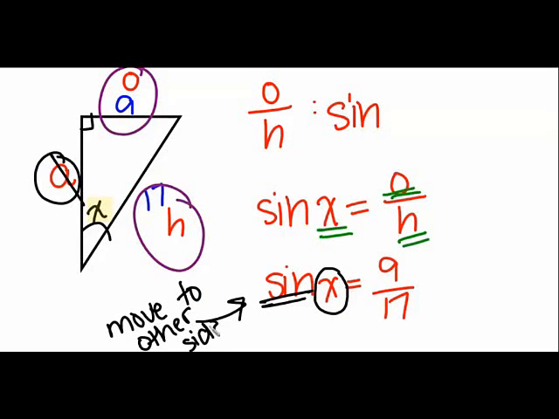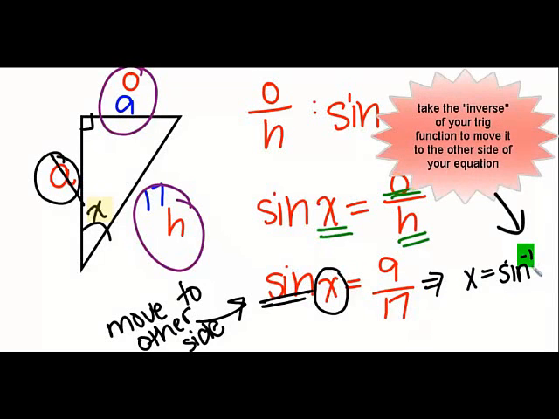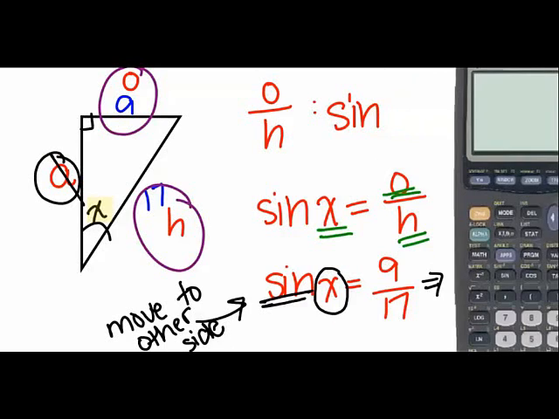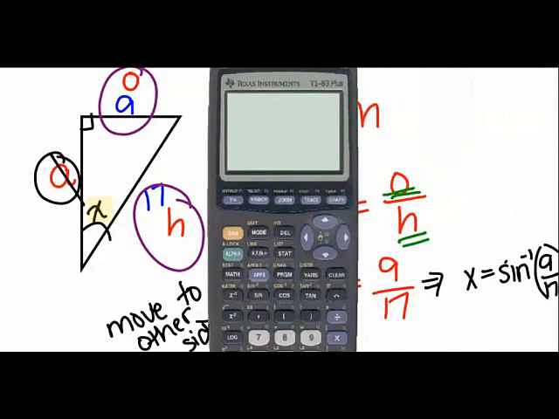To get the x by itself, the sine comes over here and becomes what we call the inverse sine, and we use this little -1 exponent symbol to represent that. That reads inverse sine. Because it switched sides, it became the inverse sine of our ratio, which is 9/17. So now, once you have that set up, you have your x all by itself. We want to solve for it.